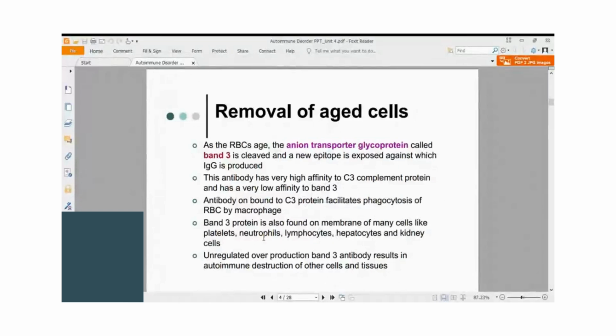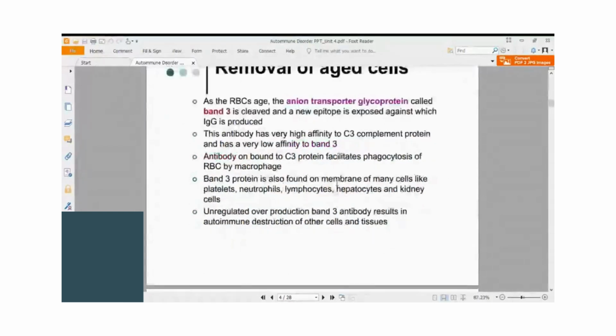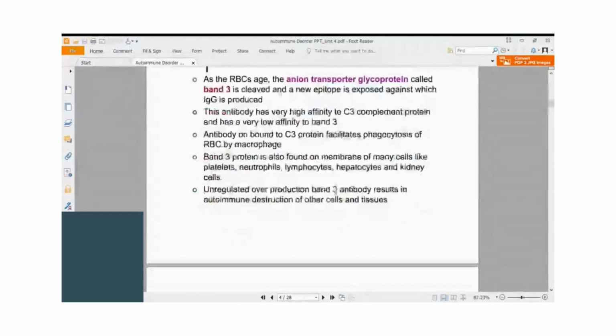Neutrophil deficiency is called neutropenia. Lymphocyte deficiency is called lymphopenia, which may result in B lymphocytic deficiency or T lymphocytic deficiency. Platelet deficiency will result in non-clotting of the blood, and kidney cell destruction will cause kidney failure. This is the type of autoimmune response that could take place in the process of aged cell removal if it is misregulated and not controlled properly.